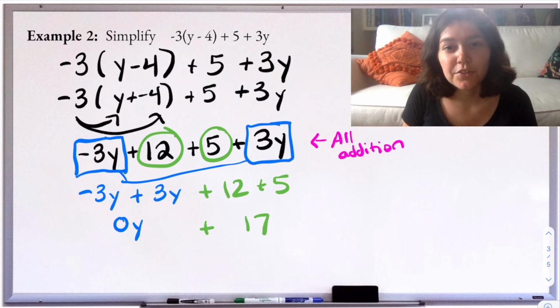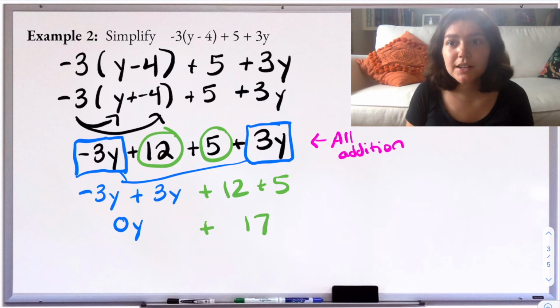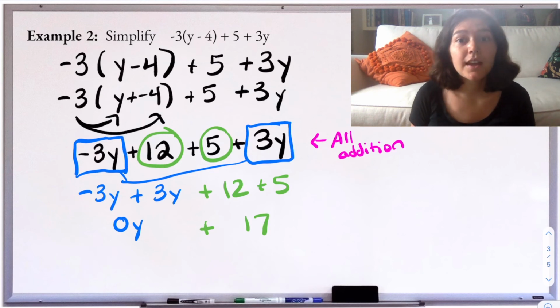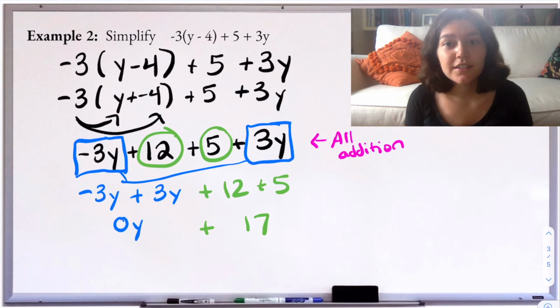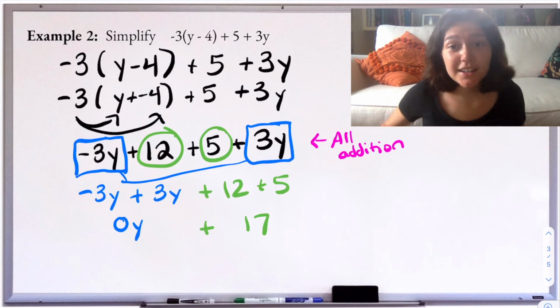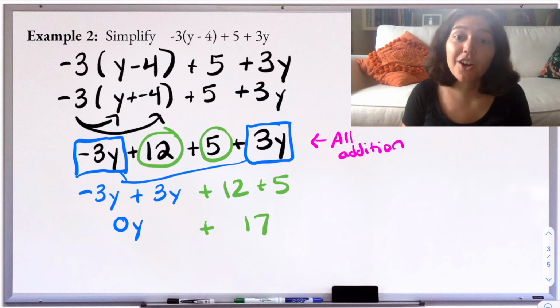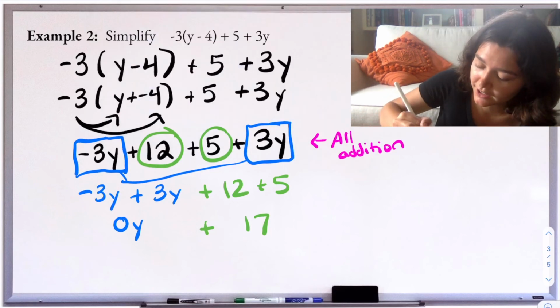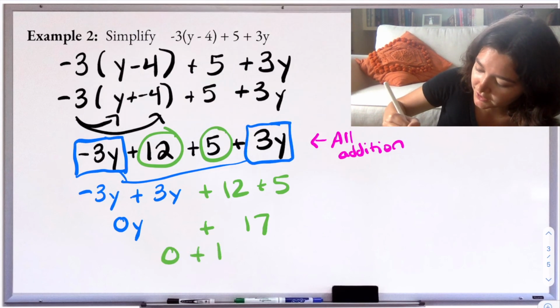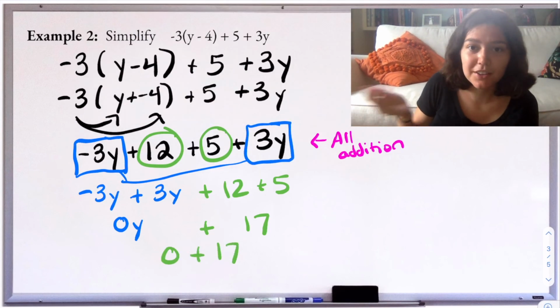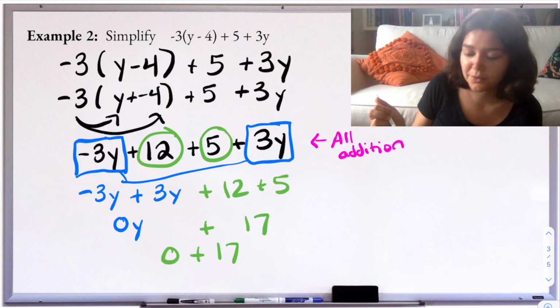We wouldn't really say this is fully simplified because 0 times y is something special. So what is 0 times 2? 0. 0 times 100? 0. 0 times any number is equal to 0. So 0 times y is also equal to 0. And so I really have 0 plus 17. I changed colors because now we're just dealing with a number. Now it's just a constant. And what's 0 plus 17?